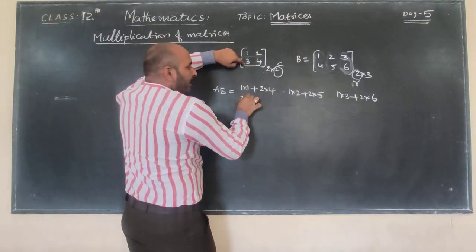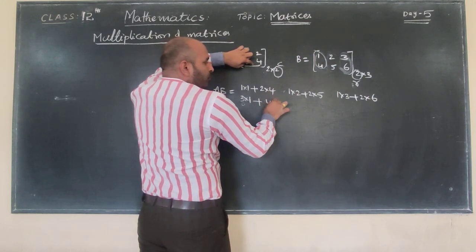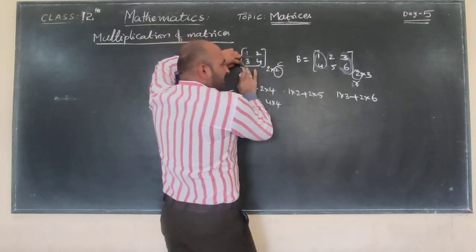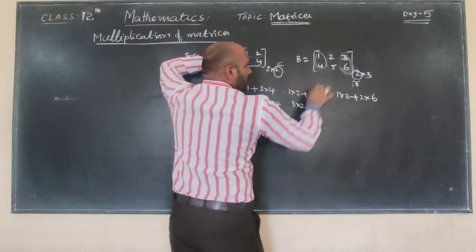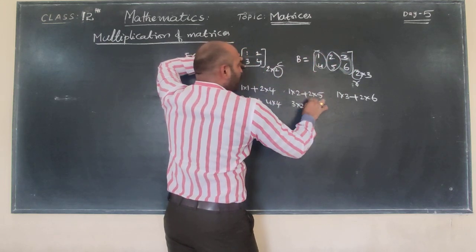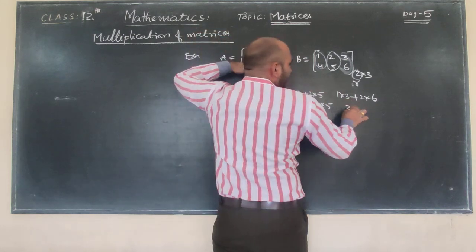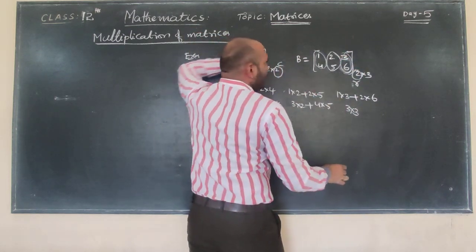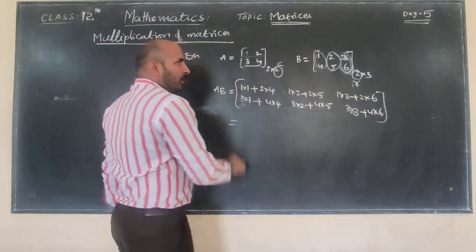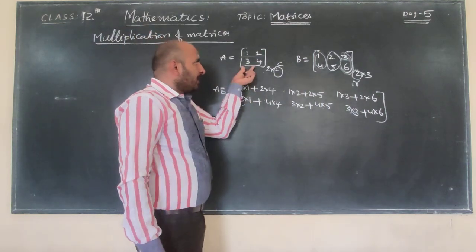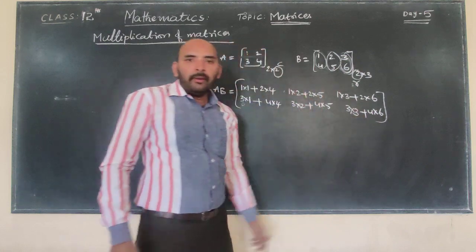So 3 into 1, first column, 3 into 1 plus 4 into 4 over. Next, second row with second column, 3 into 2 plus 4 into 5. Next, 3 into 3, third column positions, 3 into 3 plus 4 into 6. Remember, here second row with first column, second row with second column, second row multiplied with third column elements.